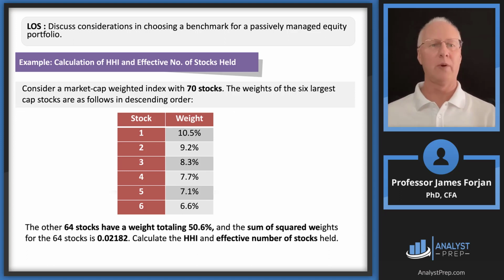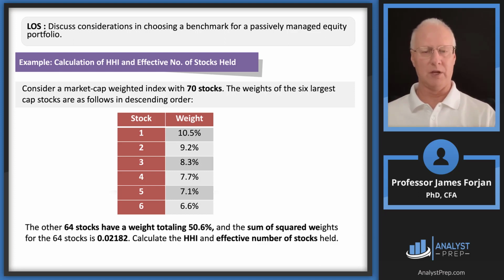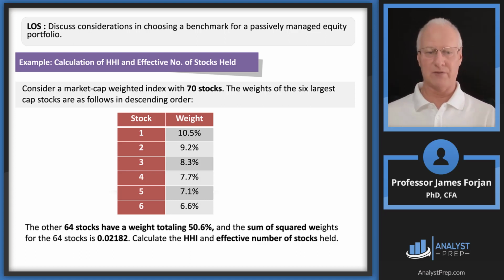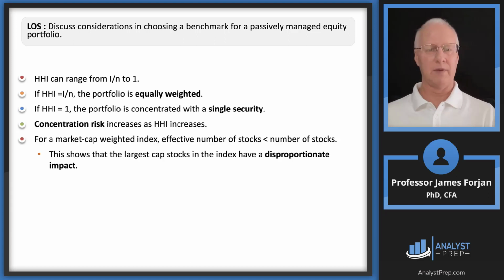So let's take a look at a quick example. Here we have 70 stocks, and here are the weights of the 6 largest stocks. So if you do the math really, really quickly, what does that add up to? That adds up to about 50%, right? And so look at the bottom sentence. The other 64 stocks have weights totaling 50.6. The sum of the squared weights of those 64 stocks is 0.02182.